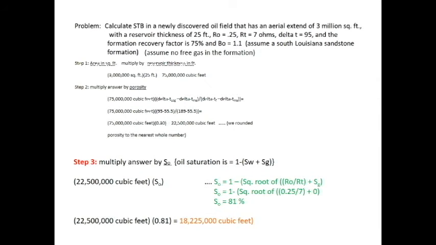Now let's look at step 3. We multiply by oil saturation. Oil saturation is equal to 1 minus water saturation plus gas saturation. So we take 22,500,000 cubic feet and multiply it by S sub O. We come out with an answer of 22,500,000 cubic feet times 0.81, which is the oil saturation, and we get an answer of 18,225,000 cubic feet.